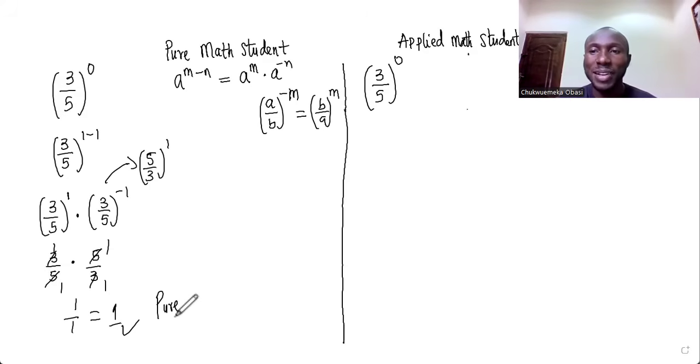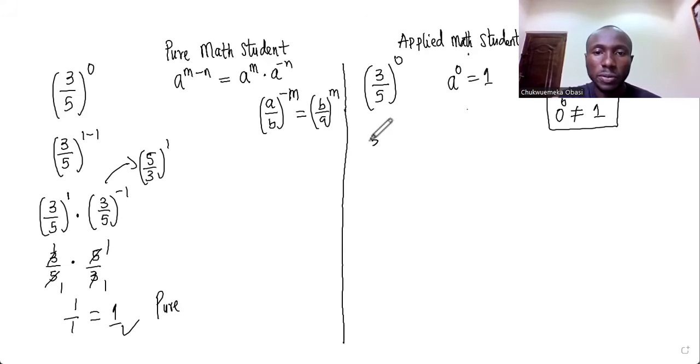So now let us go to the applied math student. The applied math student will tell you that a to the power 0 is equal to 1. Any number that is not 0 to the power 0 will give us 1. Of course, 0 to the power 0 is not going to be 1, but that's not what we want to talk about right now. So for this particular problem, (3/5) to the power 0 will be equal to 1. This is for an applied math student.